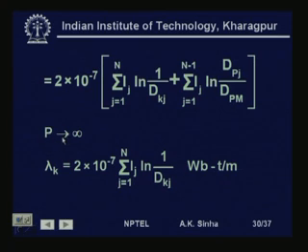Now, if we take this point P very far away, then what happens is this dpj and dpn will be almost same, and therefore, dpj by dpn will become equal to 1, and the log n dpj by dpn will be equal to 0, and therefore, finally, we will get the total flux linkages for the conductor K equal to 2 into 10 to power minus 7 sigma j is equal to 1 to n I j log n 1 by d k j.